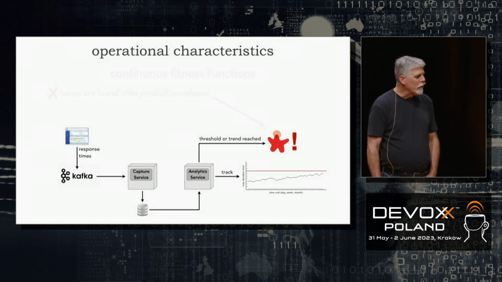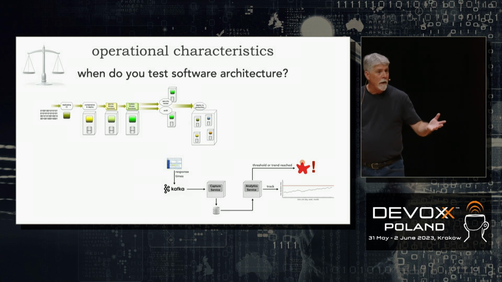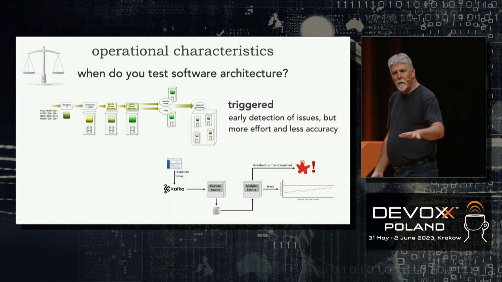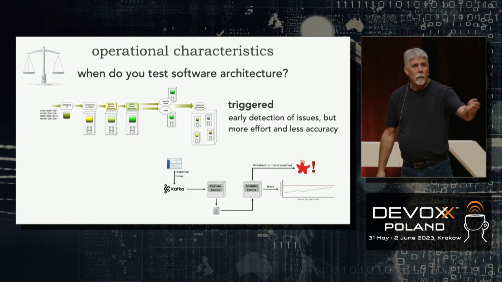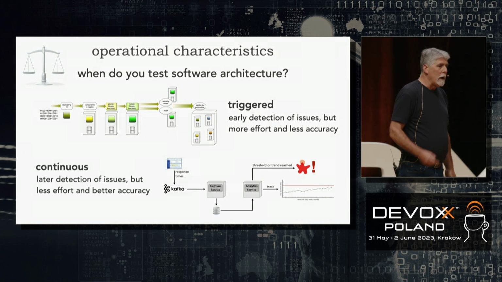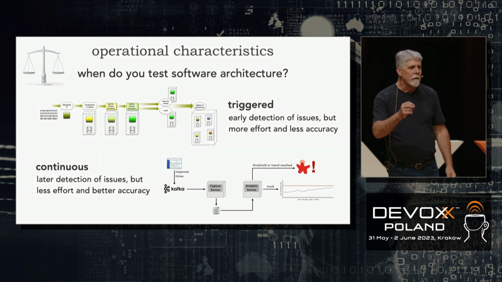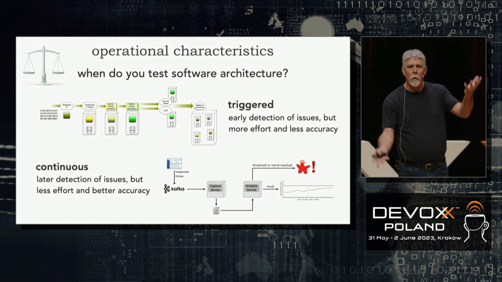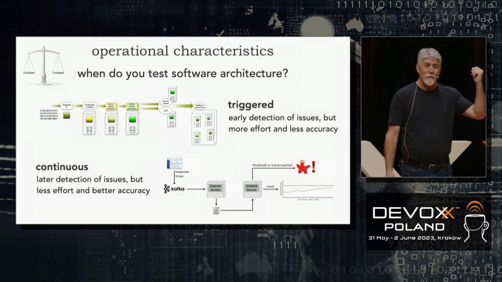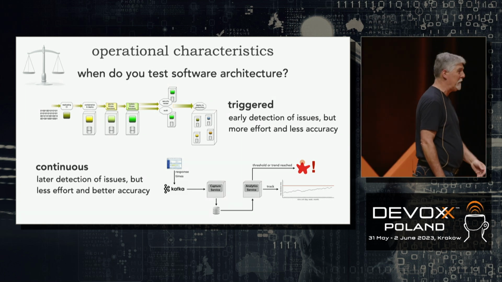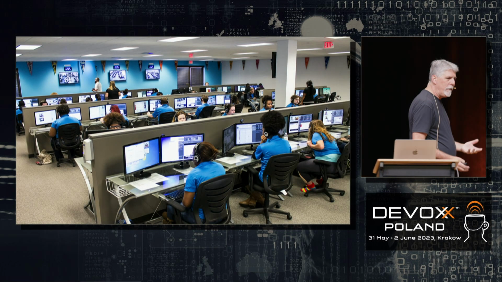Isn't it interesting? Those are the trade-offs between these two. With triggered, we get early detection of issues, but it's much more costly and less accurate. With continuous fitness functions, these tests we write in production are a lot cheaper, a lot less effort, and much more accurate, but later detection. Which one is more important to you? This, by the way, is why we can't have nice things. Trade-offs.